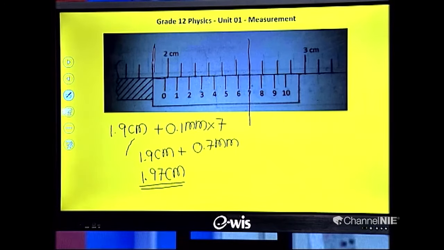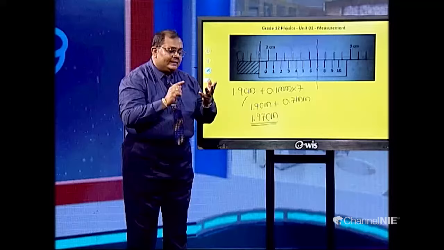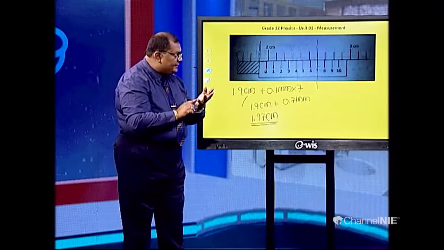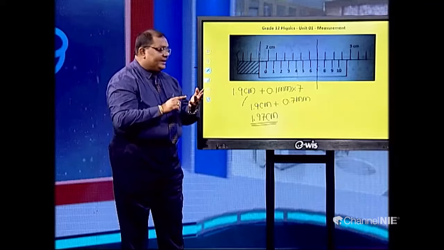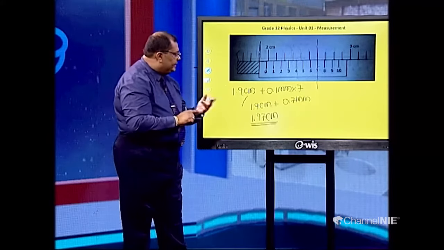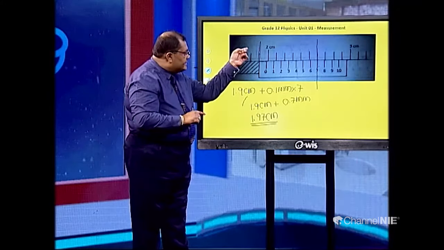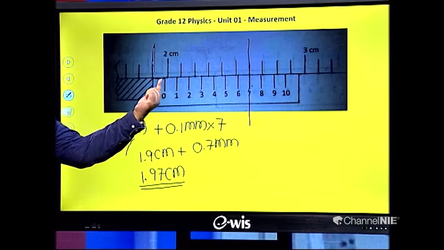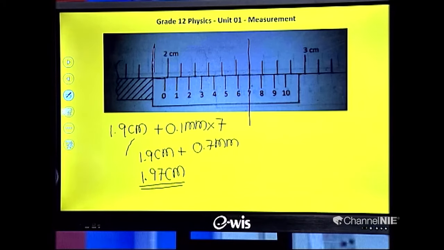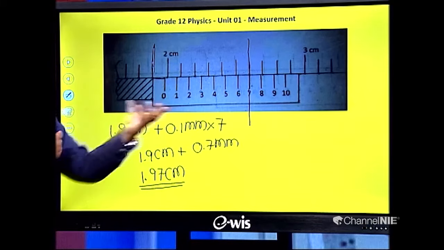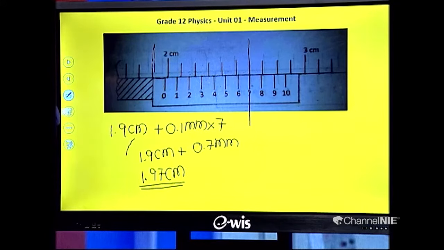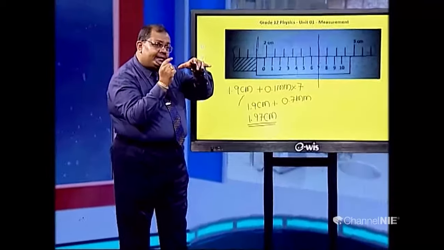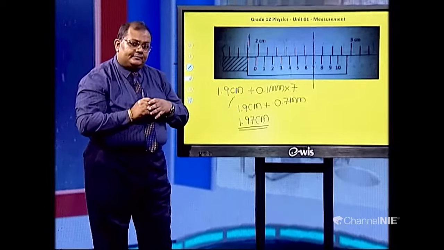This is a reading. Then how do you take that? Always you have to use this method. What is that? Find the line in the main scale where it is just before the zero of the vernier. That value is 1.9 centimeters. Not only that, this is the distance traveled by the vernier. You know, always when the vernier travels, you can find that distance by the coincide line.